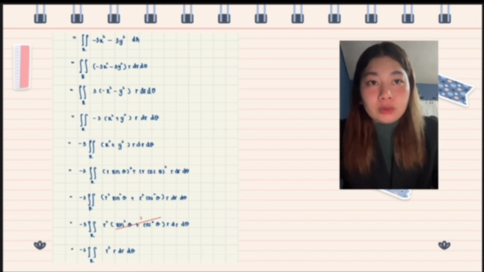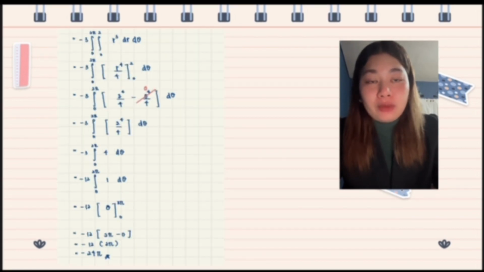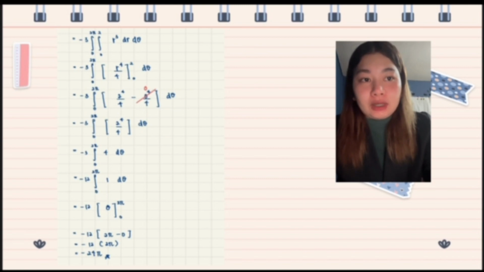Now the next is negative 3 double integral of r squared times r dr d theta, and we can multiply r squared with r, so now it becomes r cubed. After that, we can set the limits that we got from the sketching. When we set the limits, r is from 0 until 2, and theta is from 0 until 2 pi. So it becomes negative 3 double integral of r cubed dr d theta, with the r limit from 0 until 2 and the theta limit from 0 until 2 pi.